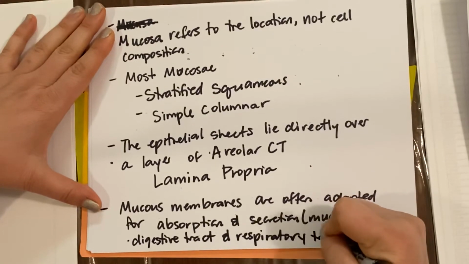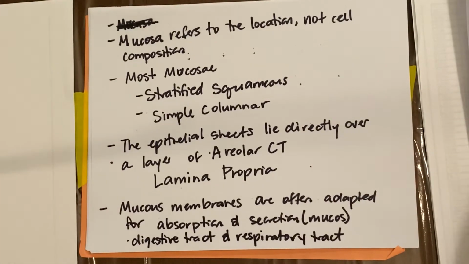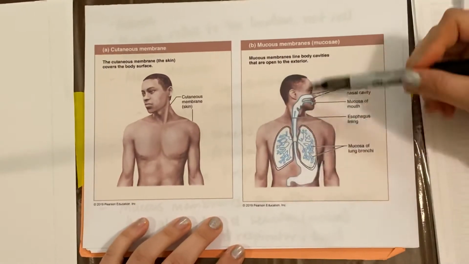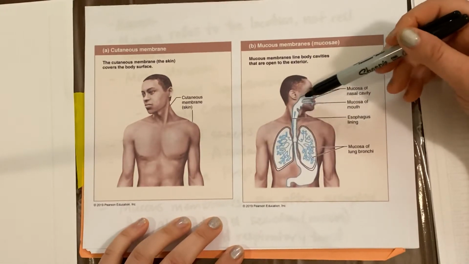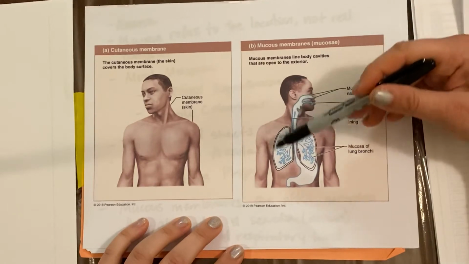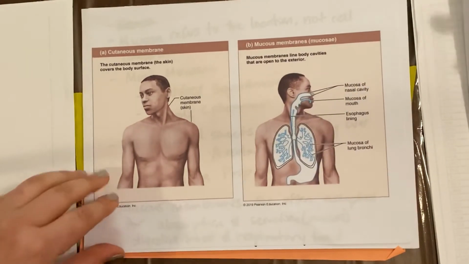All right, so here's going to be an image of what the mucous membranes look like. These are just the kind of the upper body ones, but you know, opening into your nose, into your mouth, the esophagus, the trachea, into the lungs, and also into the digestive tract. So all of those are going to be mucous membranes.